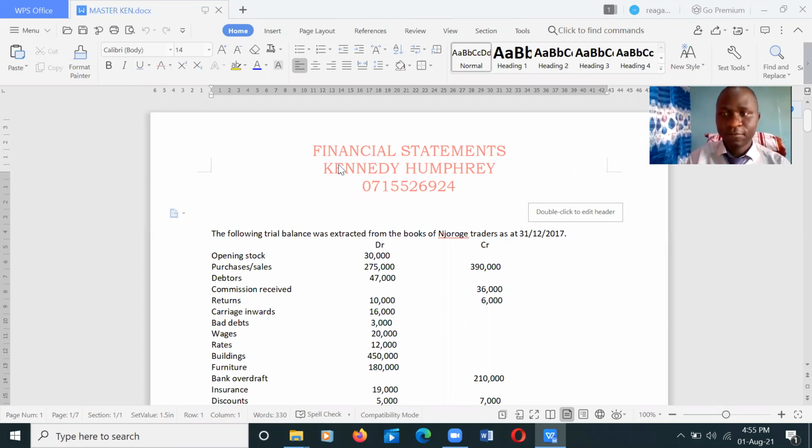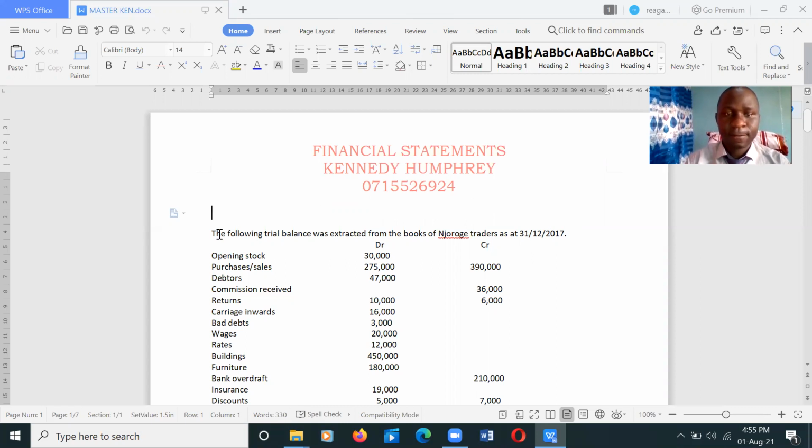So for us to determine the financial position of a business, or the status of a business, we have to prepare 3 documents. One of the documents is a balance sheet, then the trading account, and then the profit and loss account. So let us use this question as an example to help us know how we can tackle financial statements.